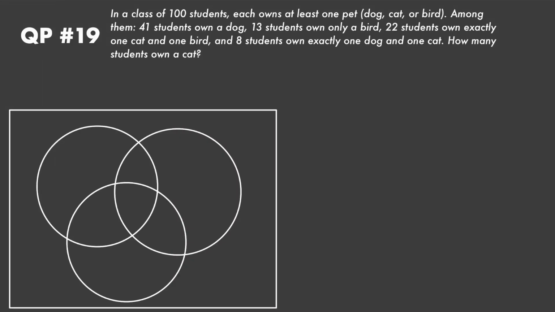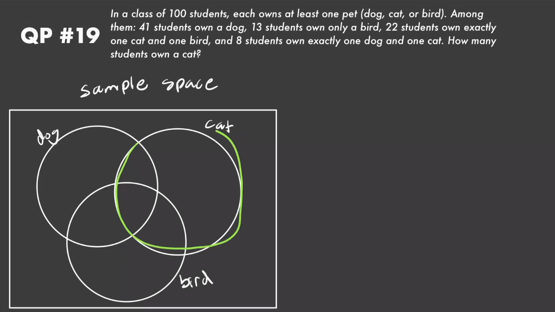Okay, so to answer this question, we're going to draw a Venn diagram, and this represents our sample space, everything inside of this box here. Let's call this one the dog circle, this one the cat, and this one the bird. We're asked how many students own a cat, so we're looking at how many items are within this circle right here. To solve for that, we have to use all the information that we're given.